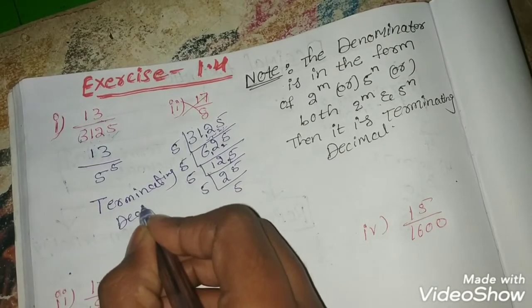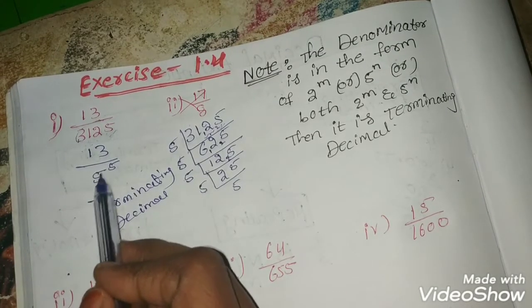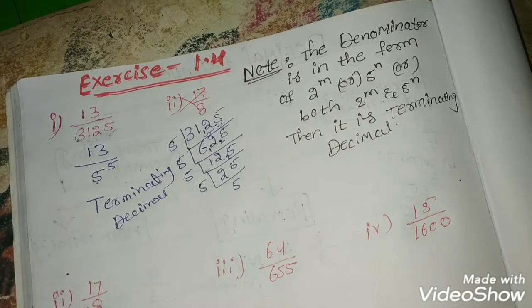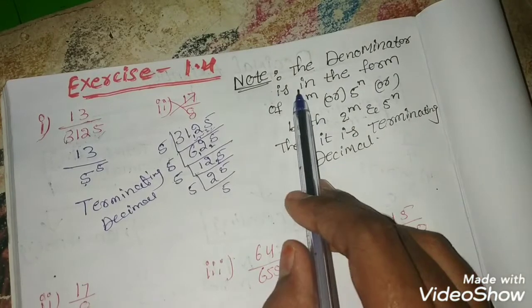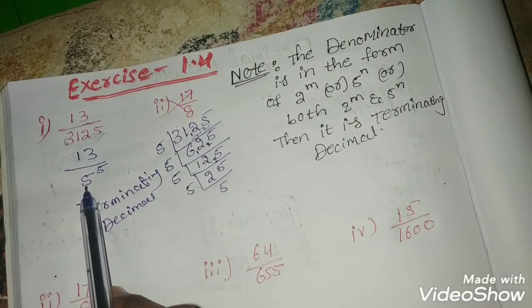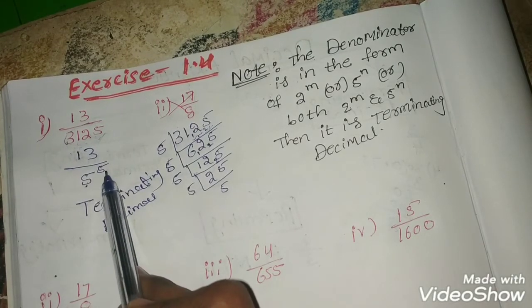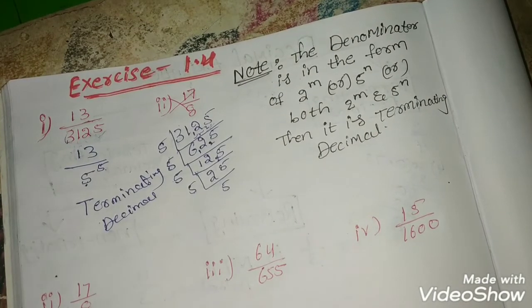Why? Because the denominator is in the form of 5 power m, or 5 power n, you can take it as anything. See here what I told: the denominator should be in the form of 2 power m or 5 power n. See, the denominator is in the form of 5 power n. Is it correct? So I am saying that this question is a terminating decimal.